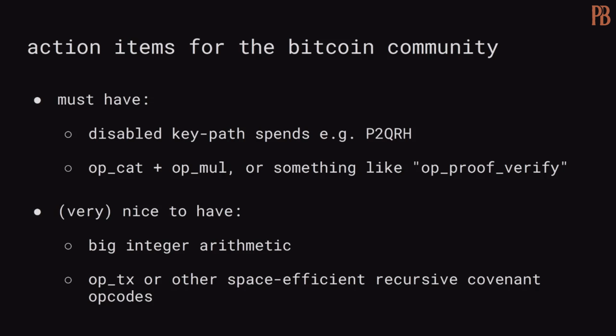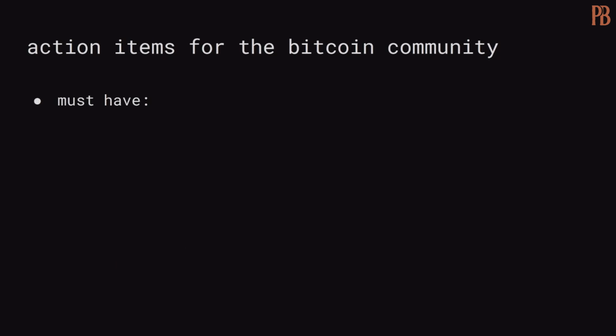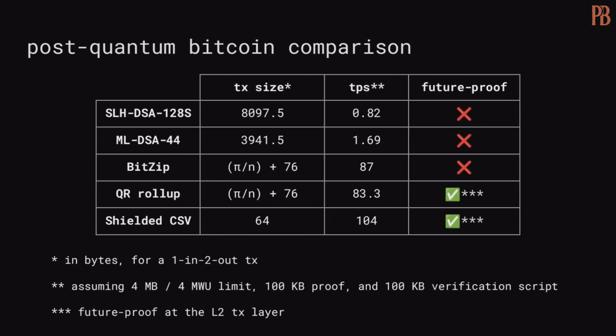In your comparison, you had shielded CSV sneak in at the last point. Could you perhaps, in a couple sentences, put it in the context of rollups? How does it compare or not compare? Is it also quantum safe? And what are the other trade-offs? Like, why would you put it in this table, but why didn't it fit into your talk, basically?